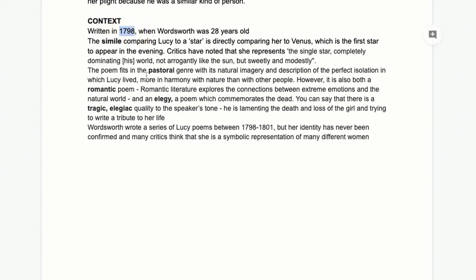1798, so basically almost 1800. Wordsworth was 28 at the time. For a modern person, 28 is not old. I'm actually 29 now, so in my head I'm like, this is not old. But for someone of Wordsworth's time, this is kind of like middle age probably, because people didn't live as long and so on. So he's not like a young man anymore. He would be considered like a full mature male.